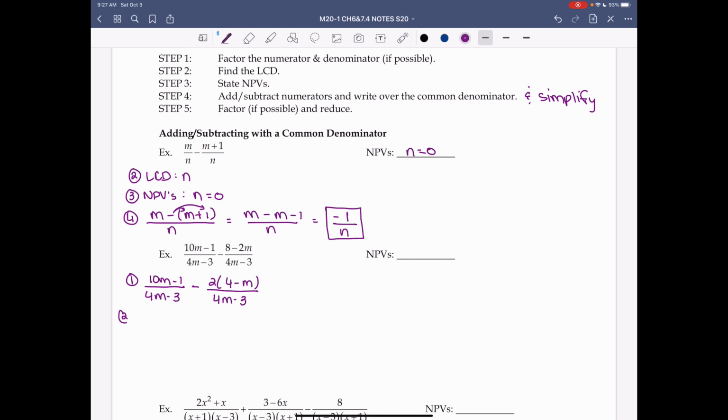Step 2, our lowest common denominator. They're both over 4m minus 3. Step 3, our NPVs. We have 4m minus 3 as a denominator. That can't equal 0. So 4m equals 3 and m equals 3 over 4 is our non-permissible value.